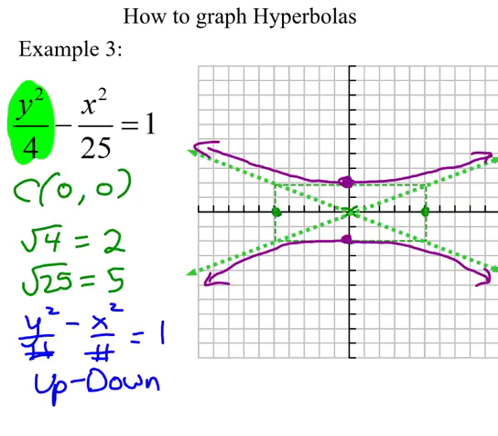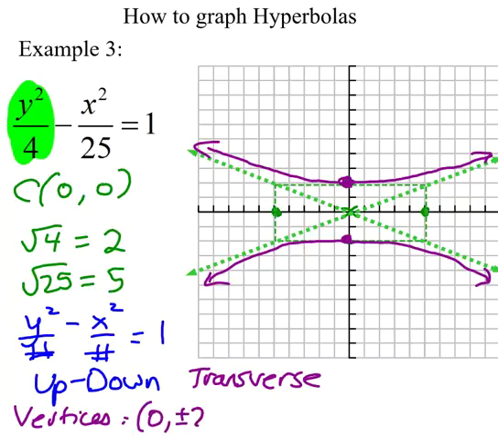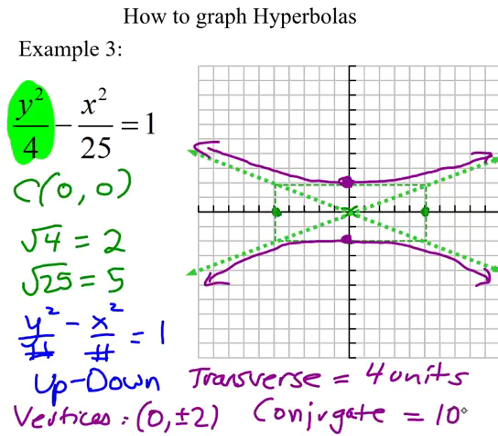I have the center already. I can find my transverse axis length. Again, the transverse axis is between our vertices. I can find my vertices. My vertices here are 0, comma, plus or minus 2. My transverse axis is 4 units in total because it's 2 above and 2 below. My conjugate axis, that's the other direction. It's the one perpendicular to the transverse. That's going to be 10 units in total.